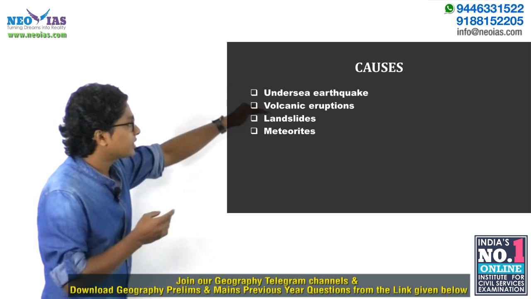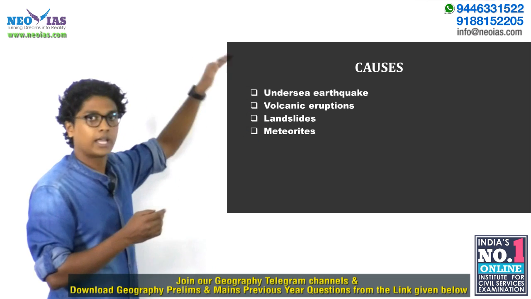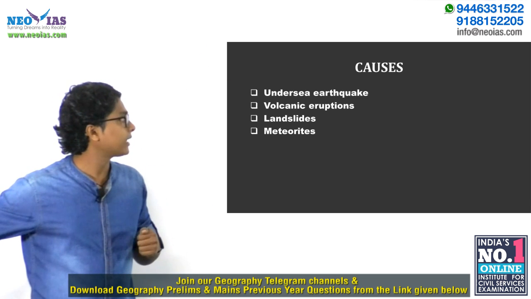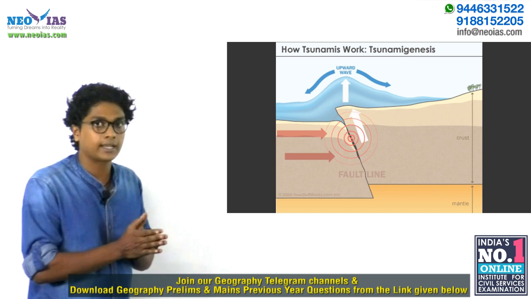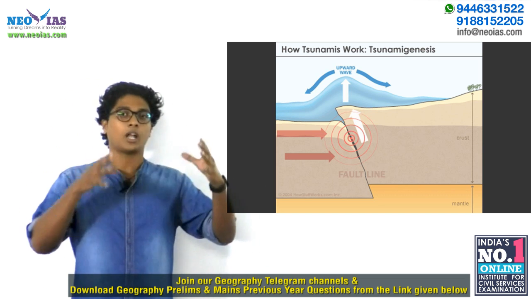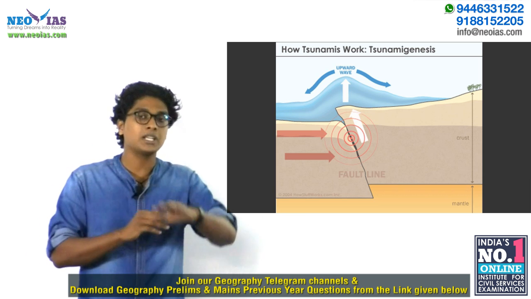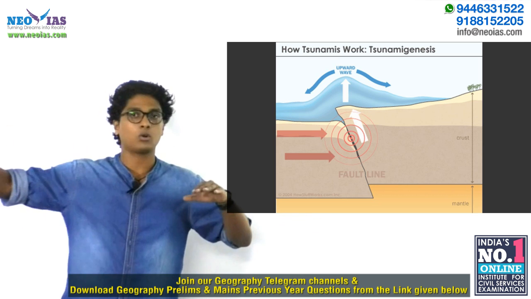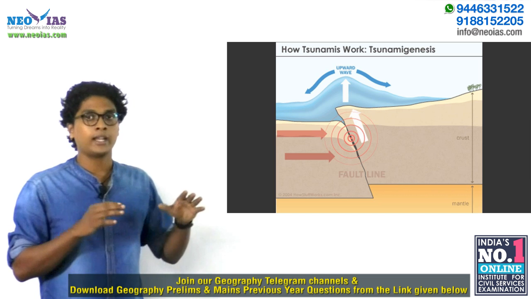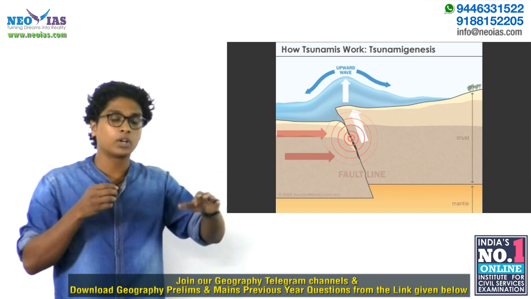So the main causes of tsunami are undersea earthquake, volcanic eruptions, landslides and meteorite. Now we'll see how an undersea earthquake is able to create a tsunami. First of all, you have to understand that an earthquake means release of a large amount of energy, and because of this release of energy, there can be movement in the oceanic floor or in the continental floor. Since here we are talking about the undersea earthquake, due to this release of energy, the oceanic floor will start to move.